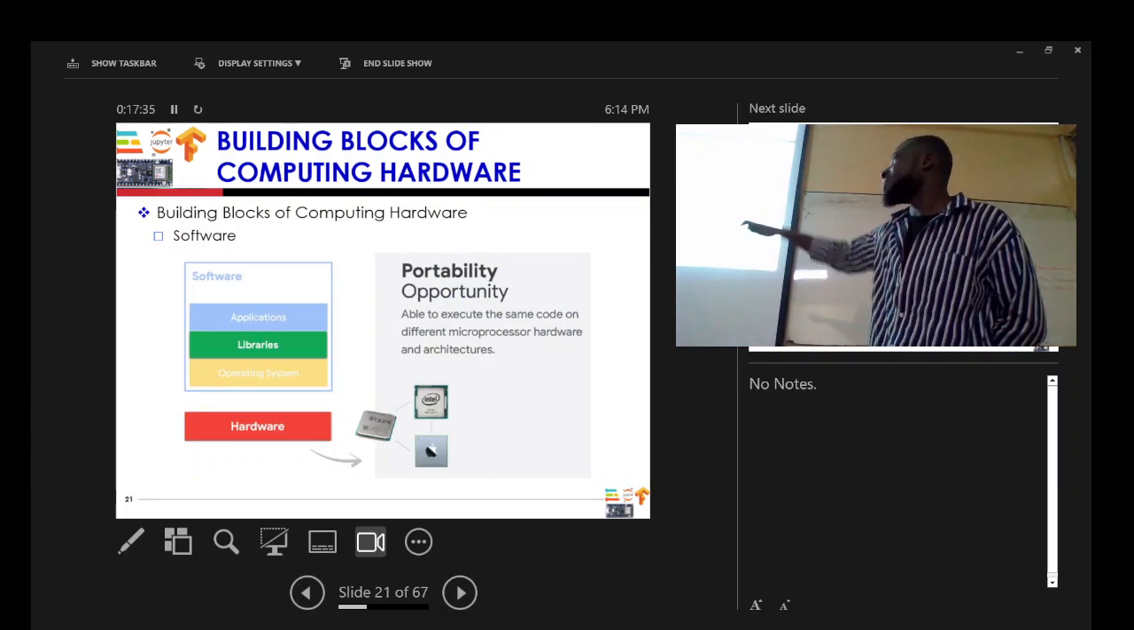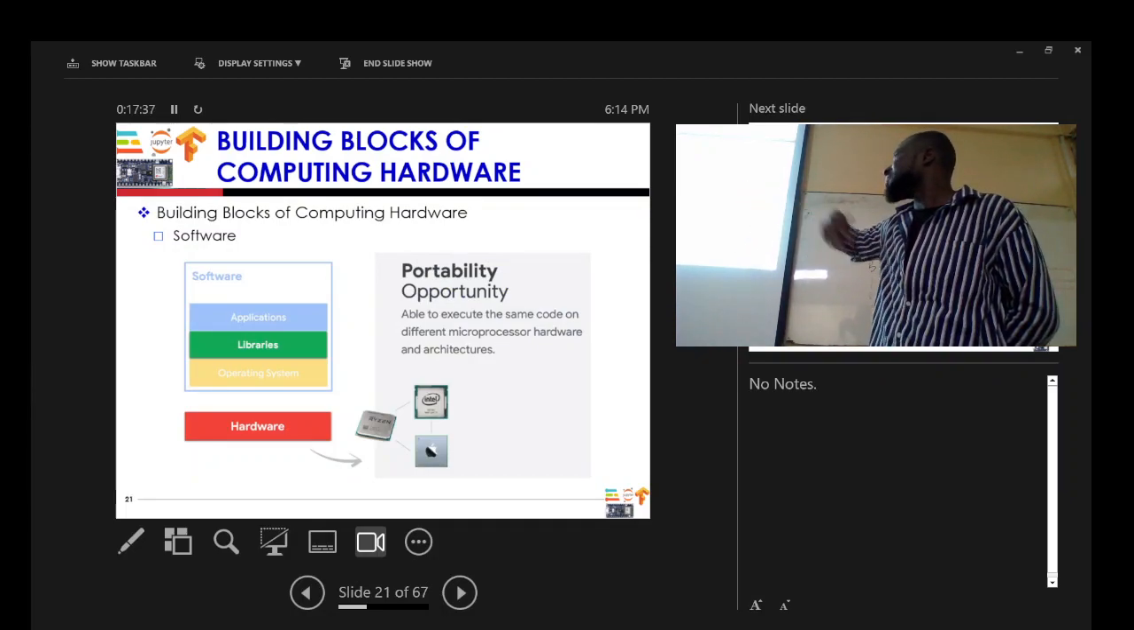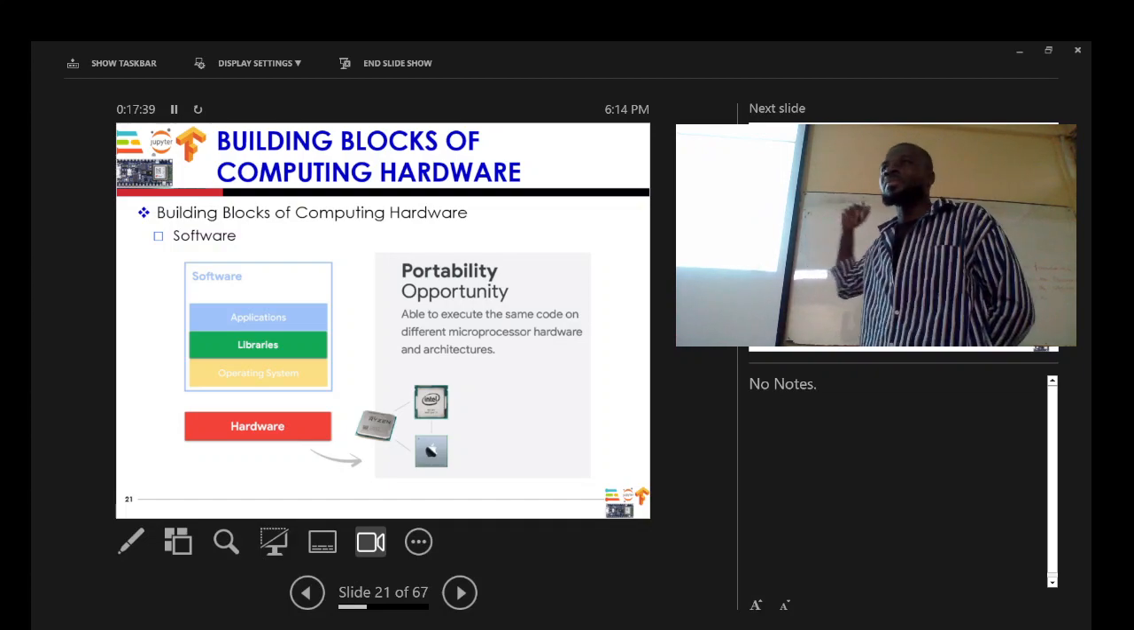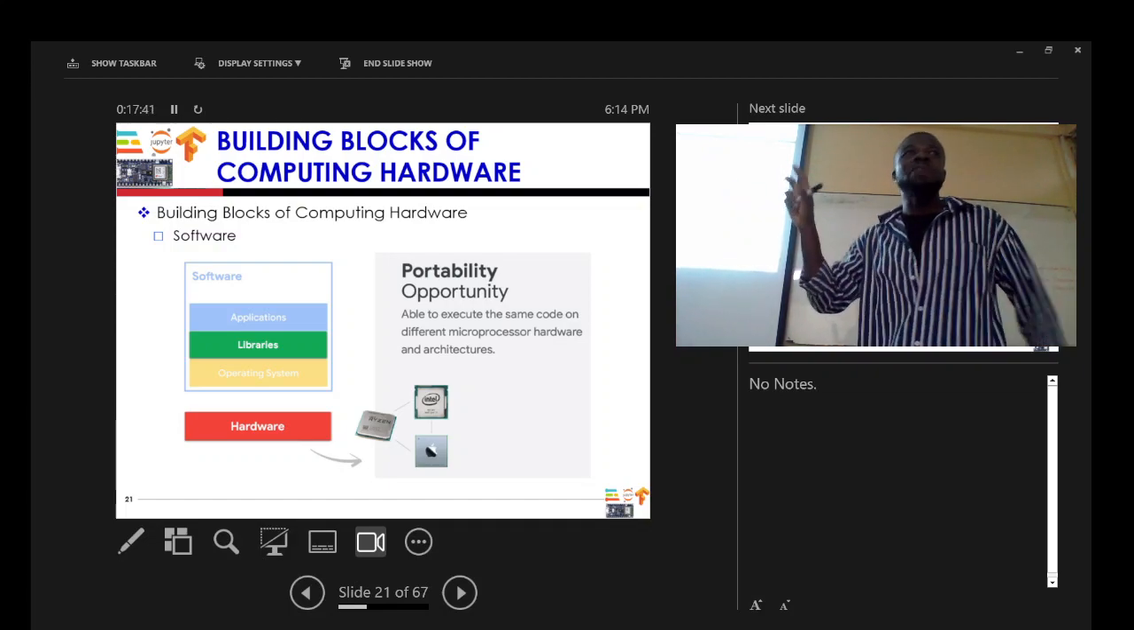So the libraries can run on Intel, it can run on iOS, Android, that kind of library can run on it.